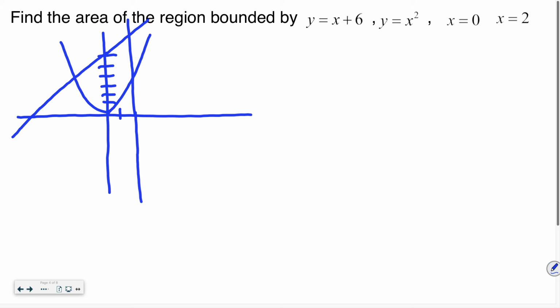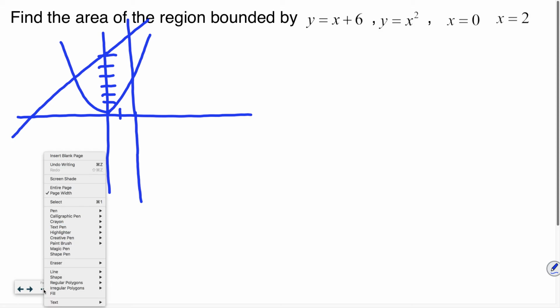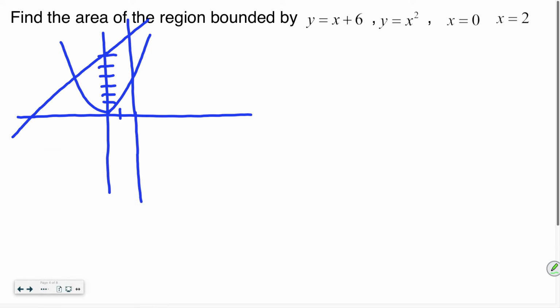Okay, so here are your 4 graphs, right? So what's the region bounded by these 4? Where does that exist? Okay, so I'm going to use my highlighter here. Right here? Yeah. Okay, so I would really lightly shade that in with your pencil so you know which region it is.